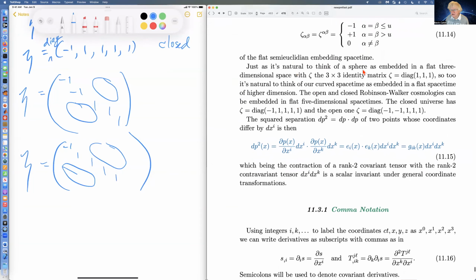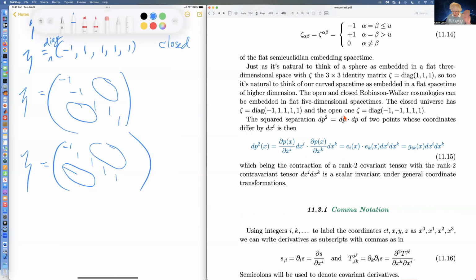So again, it's natural to think of a sphere as being embedded in flat three-dimensional space. In that case, zeta is diag(1, 1, 1). The Robertson-Walker cases are diag(-1, 1, 1, 1, 1) for the closed case, and diag(-1, -1, 1, 1, 1) for the open case. So that's two time dimensions in the open case.